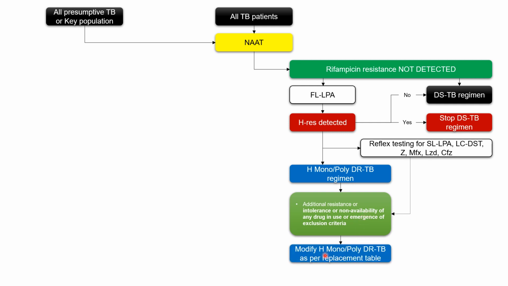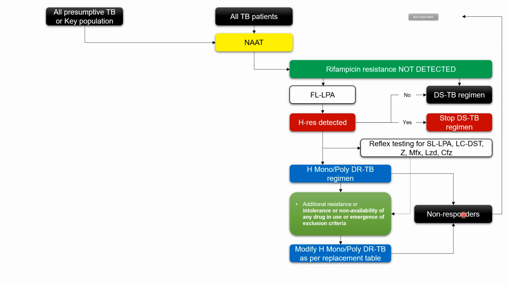We have to modify the INH mono or polydrug resistant tuberculosis regimen as per the replacement table. There is a replacement table where we can replace drug for drug. So if any of these, like exclusion criteria, non-availability, intolerance or additional drug resistance, emerges, we obviously have to modify the regimen. And at any point, if the patient does not respond, then we have to come back to NAT. We have to repeat the nucleic acid amplification test, and then follow whatever report comes.